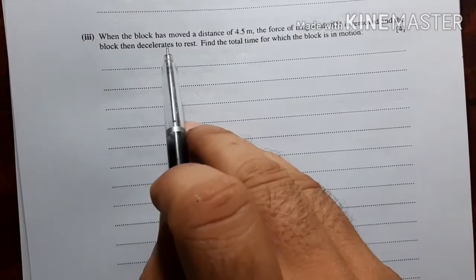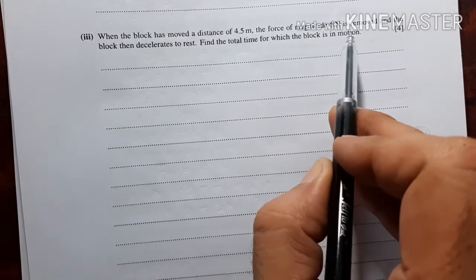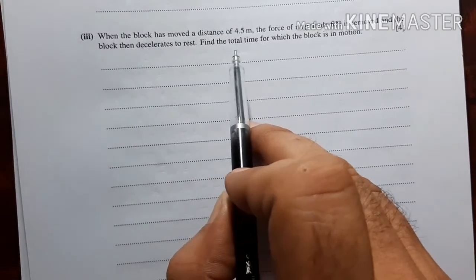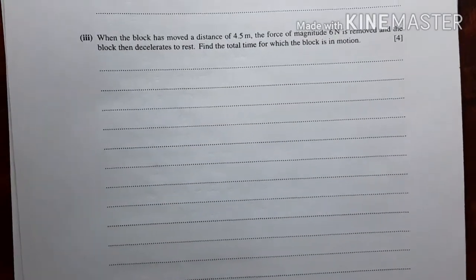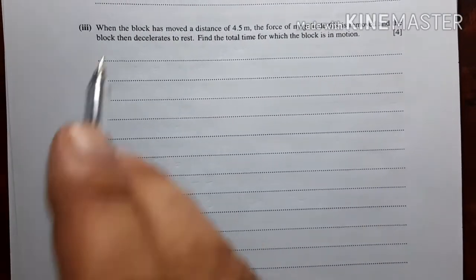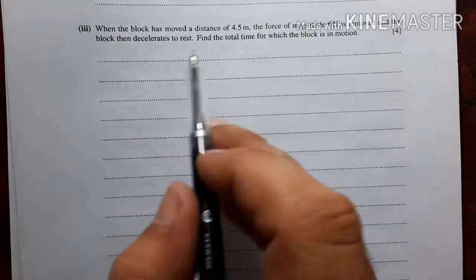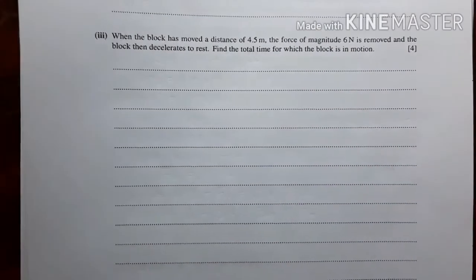Part 3. When the block has moved a distance of 4.5 meters, the force of magnitude 6 newtons is removed. The block then decelerates to rest. Find the total time for which the block is in motion. We know that there are two parts of the motion. First is when the force is acting on the block, and second is when the force is not acting on the block.